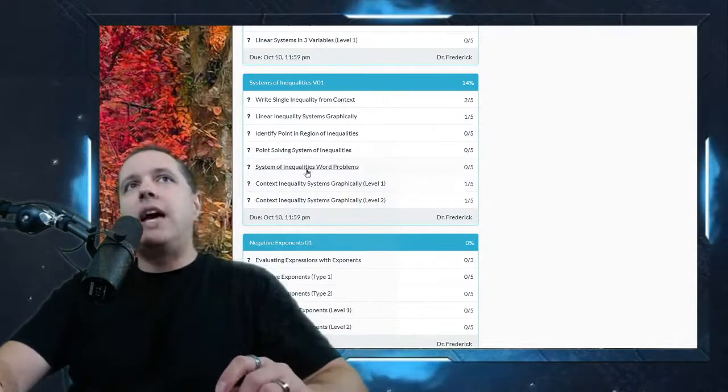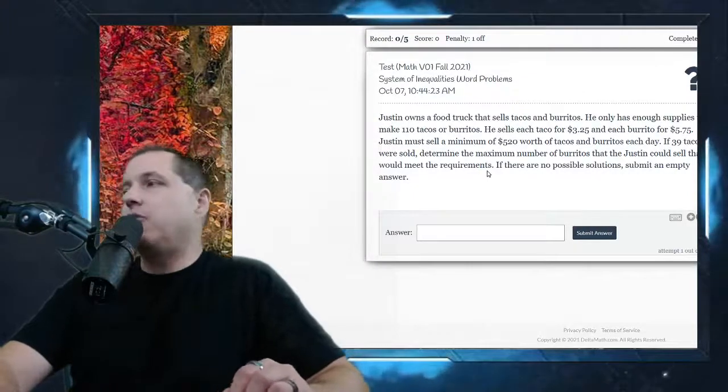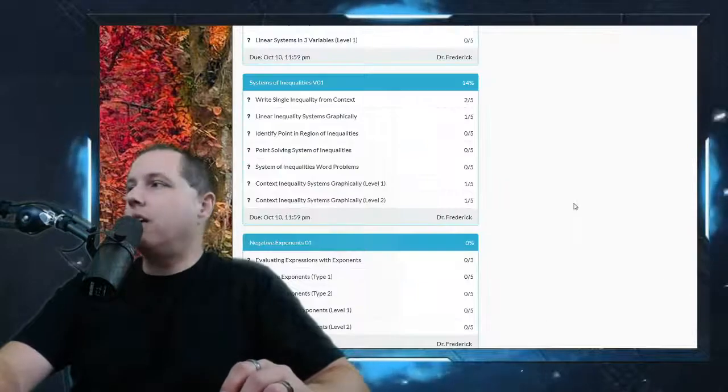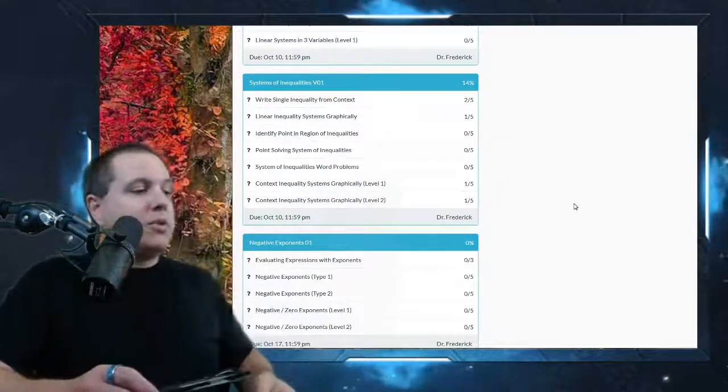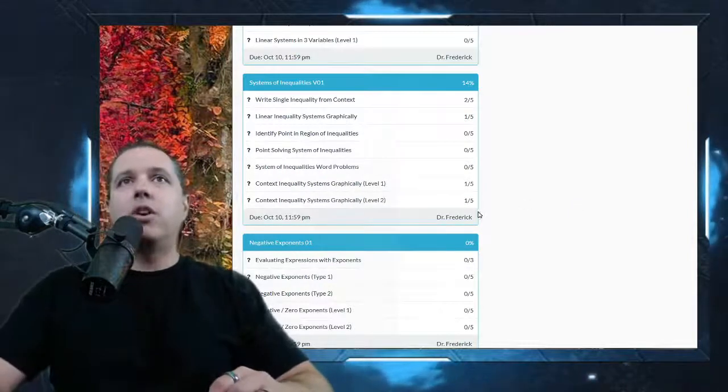And then once you do that, your system of inequality word problems, you're just sort of doing it, but without the picture. The picture is not involved in that case, okay? So that's how you do those types of problems. And then next time we'll start getting to work on polynomials.